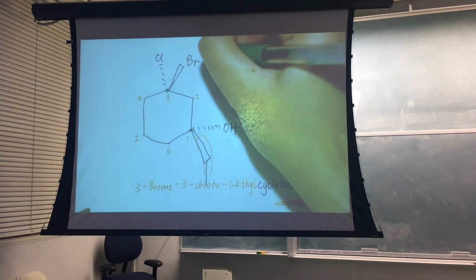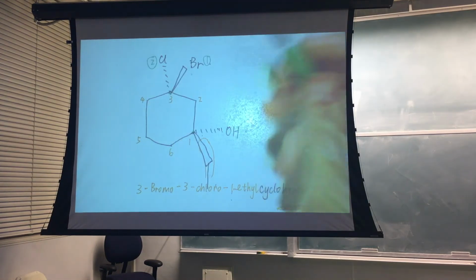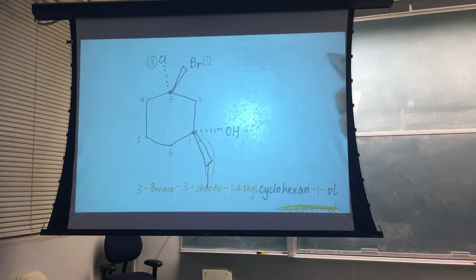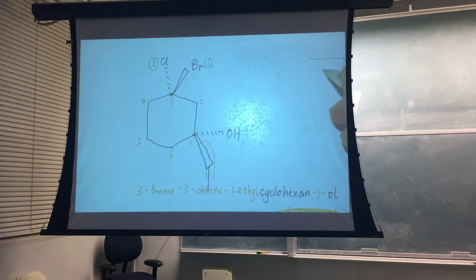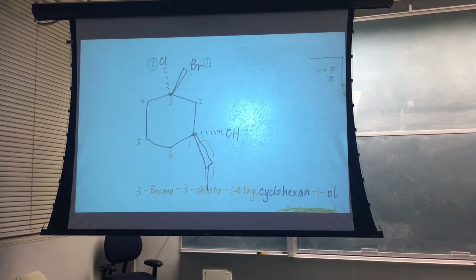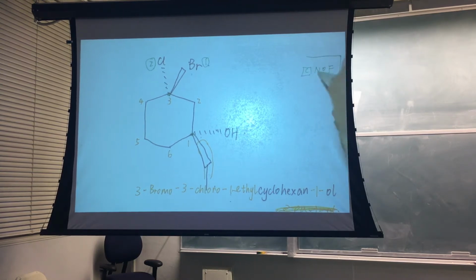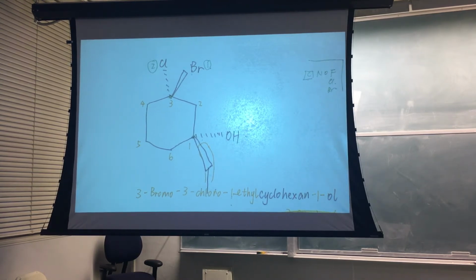Bromo has a higher priority than chloro. That's how I remember it: it's at the corner of the periodic table. Nitrogen, oxygen, fluoro, chloro, bromo, they all have higher priority than carbon. That's something you can just keep in mind.